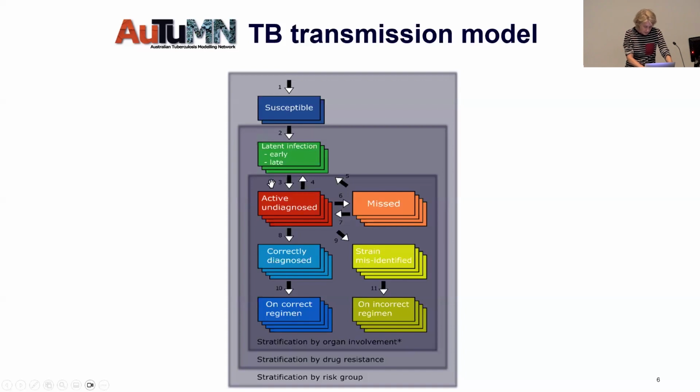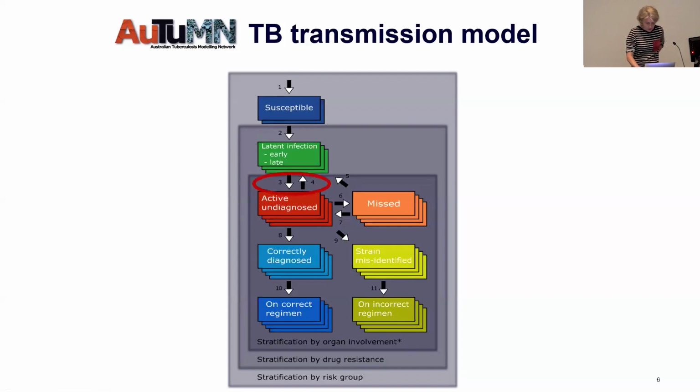So you have some health systems components to this model where you can have active undiagnosed disease and then make your way through the health system, either being missed, which happens, or having the strain misdiagnosed. In other words, you may get diagnosed with tuberculosis, but it's unrecognised that it has drug resistance, for example. And then you can be correctly diagnosed on the correct regimen or not. And then you can further divide this into different strains and different risk groups, such as HIV, not HIV, different age groups, and so forth. So there are interesting and important components to this.